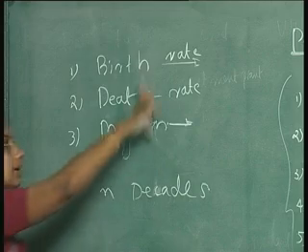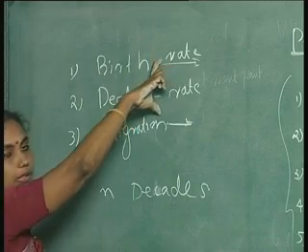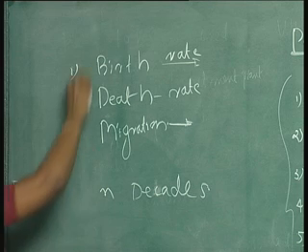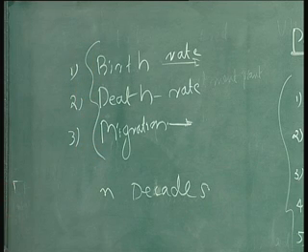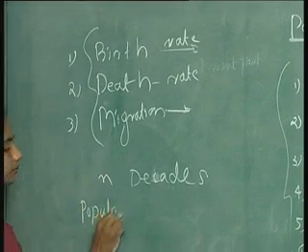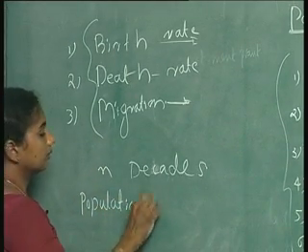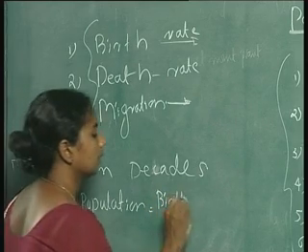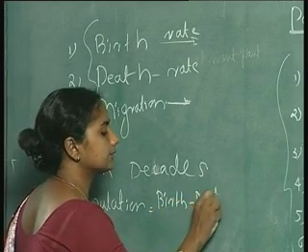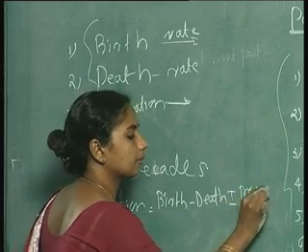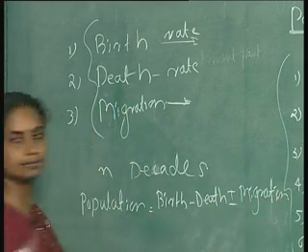So, if you can get proper information about the birth rate, death rate and migration, then if you sum it up, you will get the population after a particular period. The population will be like this: birth minus death plus or minus migration.